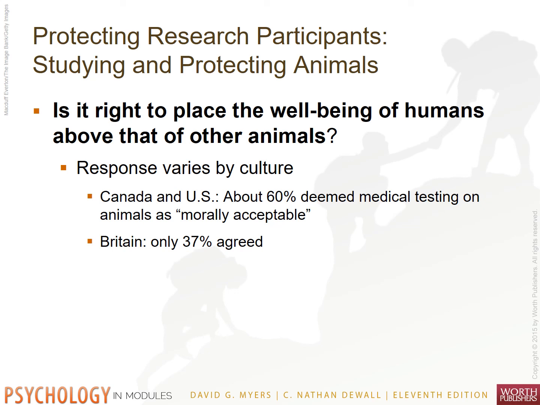But in Britain, only 37% actually agreed on this, and so there's quite a contrast between people that are in favor of animal research and against animal research. And you see a lot of organizations like PETA, People for the Ethical Treatment of Animals, come out and say there should be no animal research at all. There's too much animal cruelty among researchers.